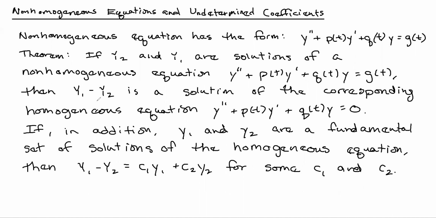So what the second part is saying is that if we take capital Y1 minus capital Y2, that's going to be a solution to the homogeneous equation, and we can represent that solution as some linear combination of y1 and y2, assuming that y1 and y2 form a fundamental set. If a linear combination of y1 and y2 gets us all solutions, there's got to be one of them that is this solution. Okay, so let's go through and prove that.